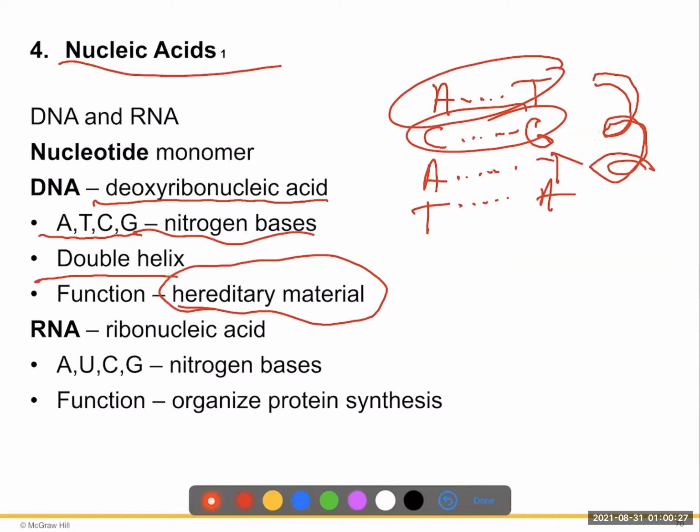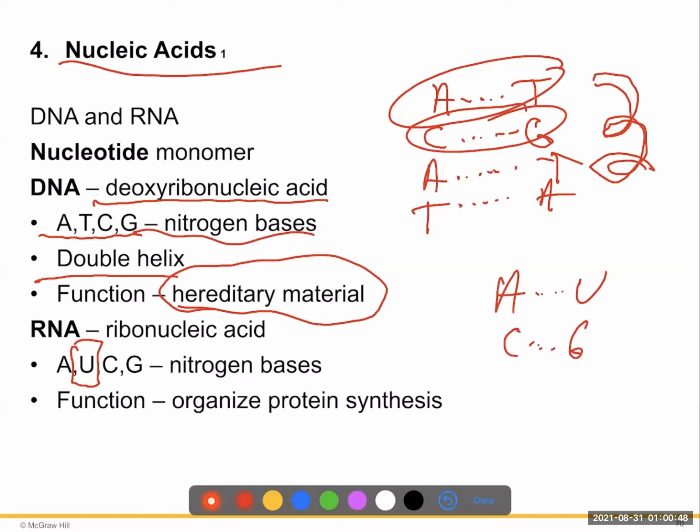Ribonucleic acid is similar, except it is single-stranded. It is not a double helix. It's one strand, and it does not have thymine. It replaces thymine with uracil. So in RNA, adenine bonds with uracil, and cytosine bonds with guanine.